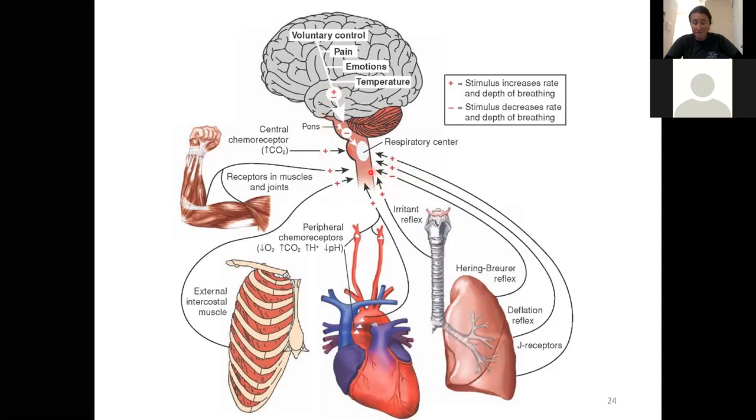Okay, so note that all of the rest of these can be positive. The only consistently negative information being sent to the brainstem is your Hering-Breuer reflex, right? So that is how you calm down, you stimulate your parasympathetic division so that you rest and you relax. It's okay. And of course, you don't stretch out your lungs too much.